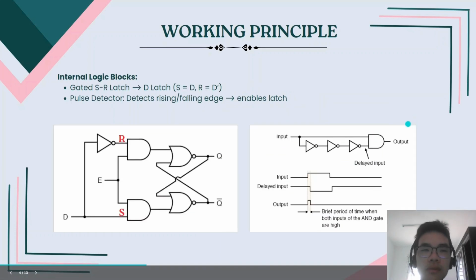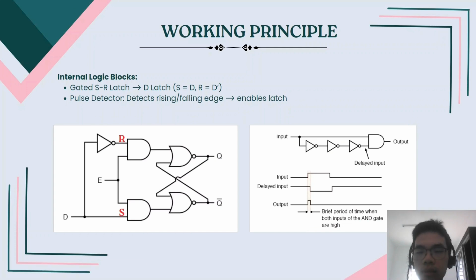To understand how this behavior is implemented, let's look at the internal structure of a D flip-flop. The circuit is built from two main blocks. First is the gated SR latch, which is made into a D latch by ensuring the reset is always the inverse of the set. This is to avoid any invalid conditions. And this makes the Q follow D when enabled.